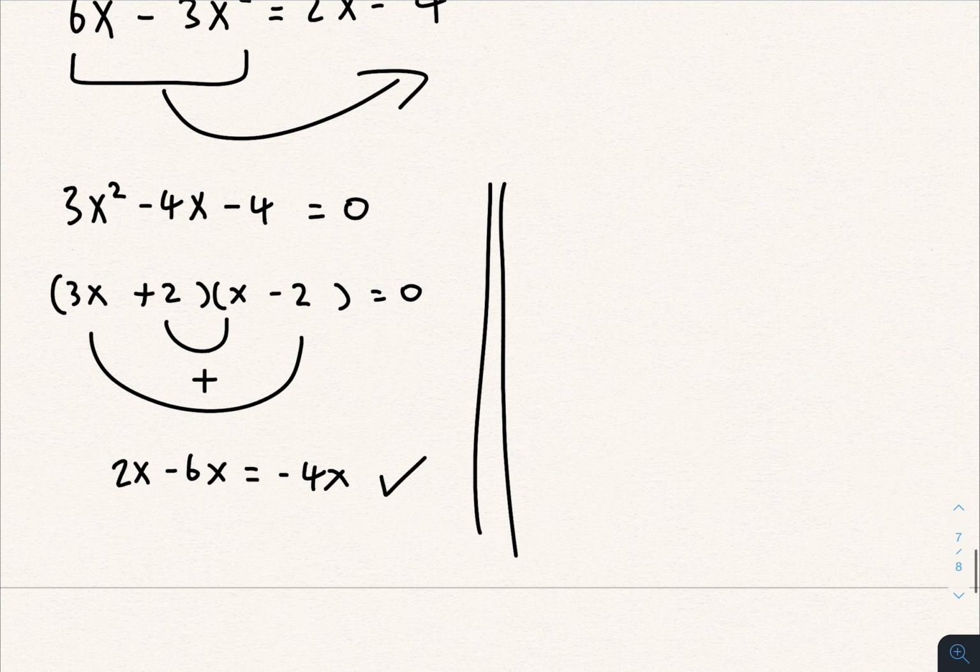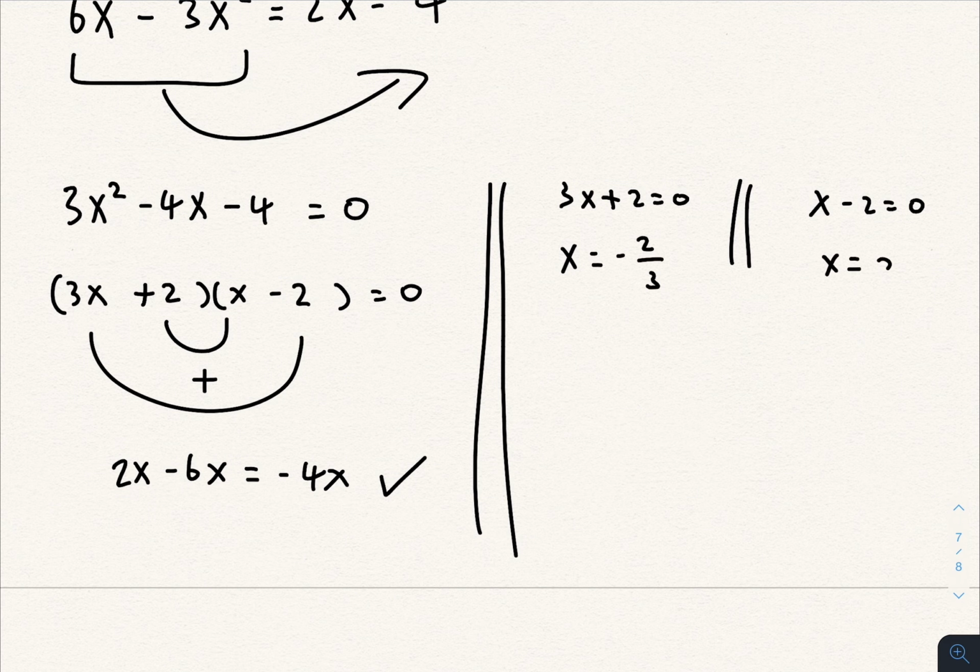Now, we're not done yet. Applying the same rule we discussed earlier, 3x plus 2 must equal 0, and x minus 2 must equal 0 for the entire thing to equal 0. If you solve for x here, you get negative 2 over 3. If you solve for x here, you get x equals 2. Okay?